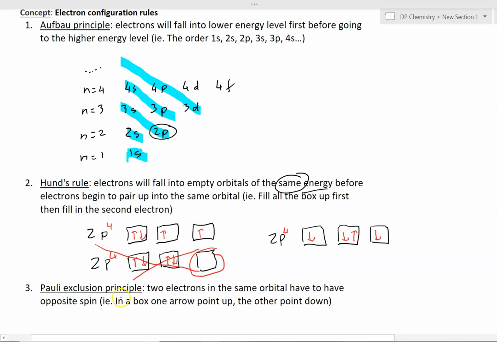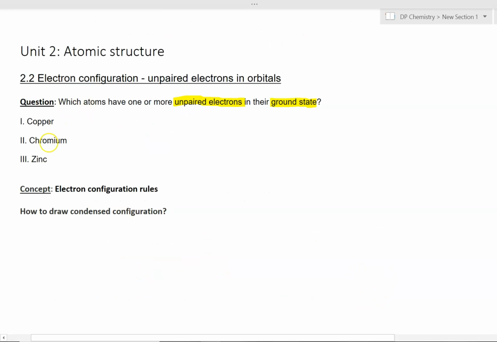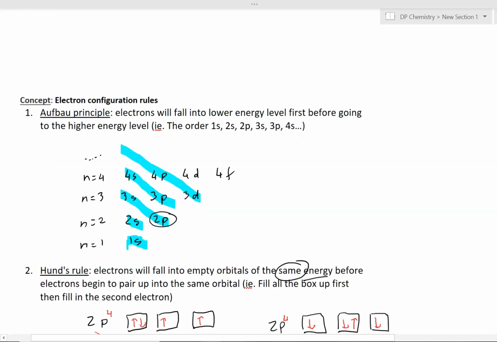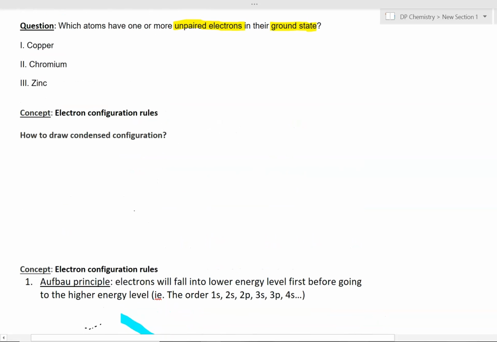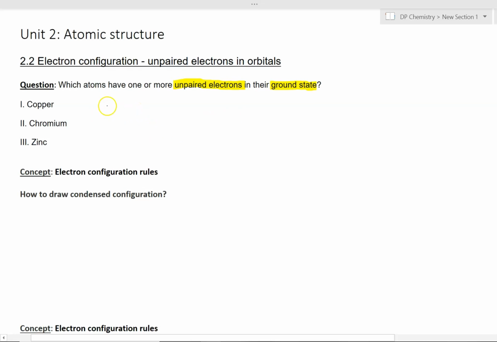Last but not least, the Pauli exclusion principle. This just means that if you are in the same orbital, the same box, one electron has to point up, one electron has to point down. If you draw two electrons pointing up in the same orbital, that will be incorrect. Going back to our question, this asks for unpaired electrons, and according to these 3 rules, we know that all the lower levels will be filled, and therefore there will not be any unpaired electrons there. Hence, we can use the condensed configuration to figure out the orbitals with unpaired electrons.